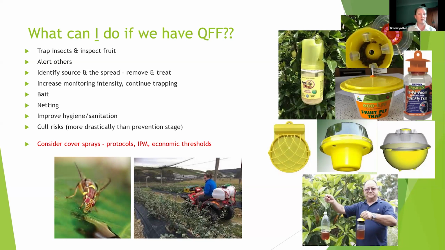We can use fruit fly bait. That's the bottom left picture there, where you have a toxicant in a targeted food that only the Queensland fruit fly like. It is chemical use, but it is targeted and it doesn't damage our good bugs. Netting can be used, and of course, culling those risks and improving the hygiene and sanitation around the production area, which means getting rid of that fruit or not letting it drop.